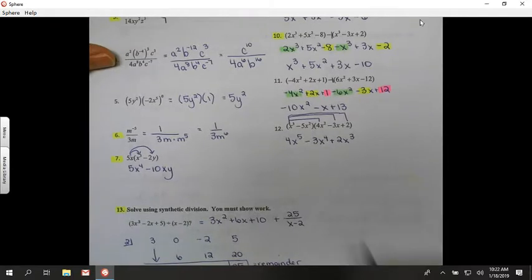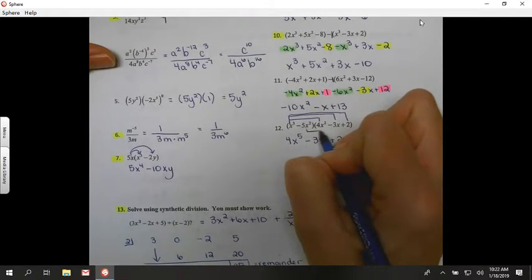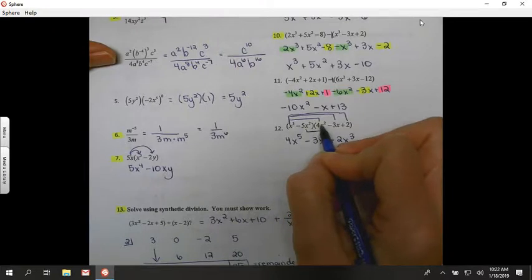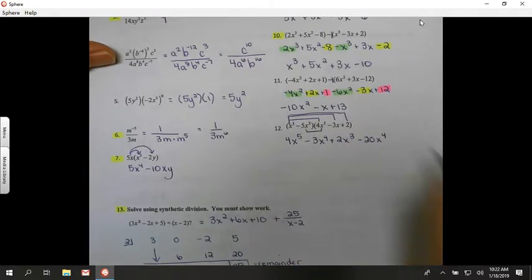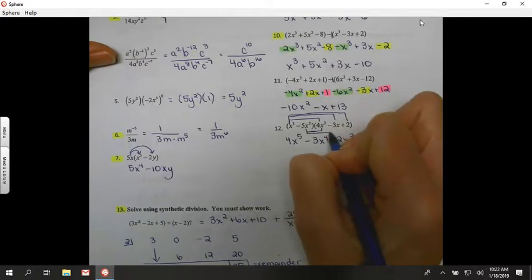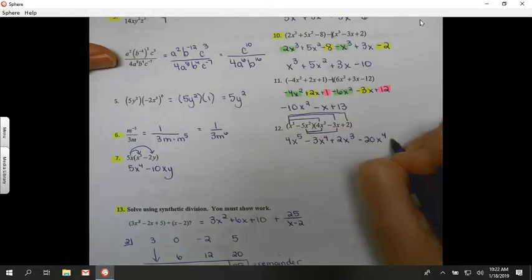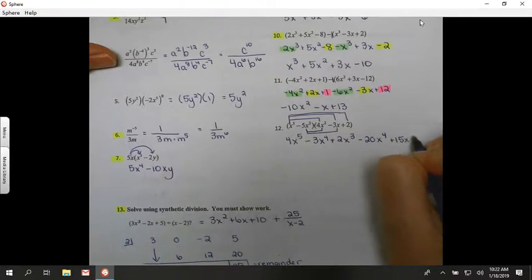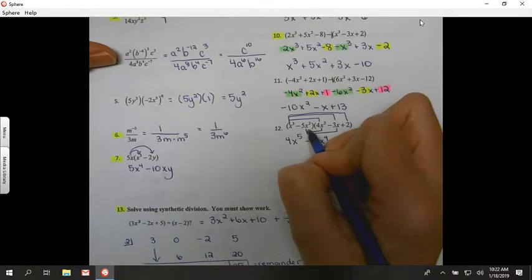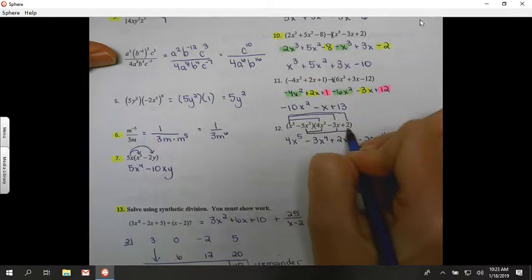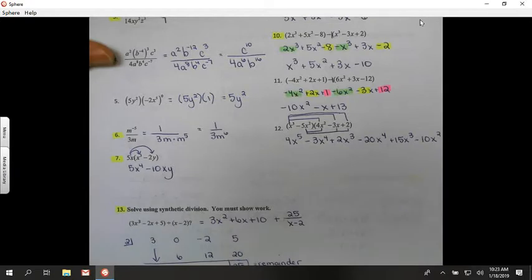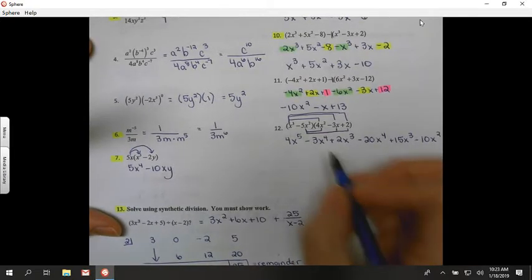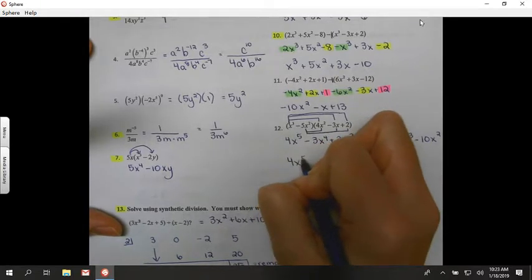I have to repeat that for the negative 5x squared. So I have negative 5x squared times 4x squared. So negative 20x to the 4th. Negative 5x squared times a negative 3x. So positive 15x to the 3rd. And I have a negative 5x squared times 2, so negative 10x squared. This is the only one I have that's raised to the 5th, so it's going to come straight down.